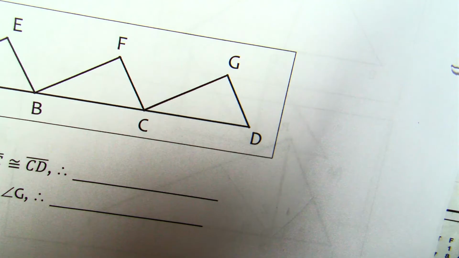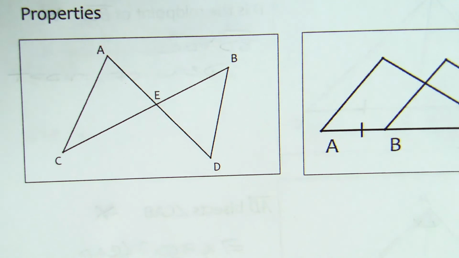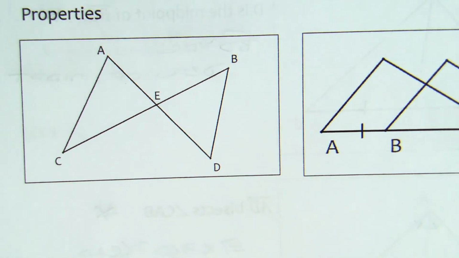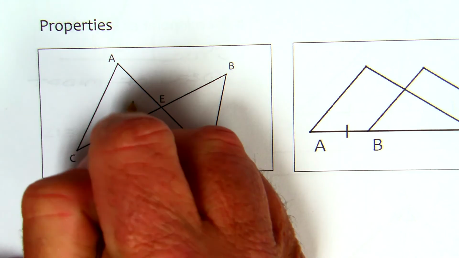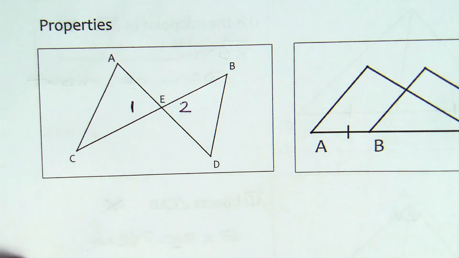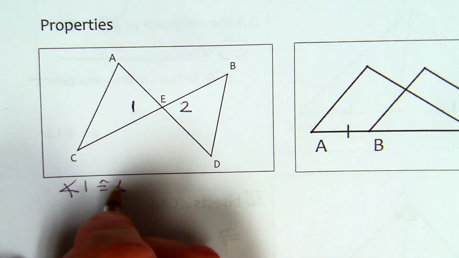All right, properties. One that you need, one that you're not going to need yet, but you're going to need eventually. And the first one, I got intersecting lines. And as soon as I have intersecting lines, what kind of angles do I have? The first thing that should come to mind, vertical angles. And vertical angles are always going to be what? Congruent. So I'm going to call this 1. I'm going to call that 2. So I'm allowed to say just from the diagram that angle 1 is congruent to angle 2.